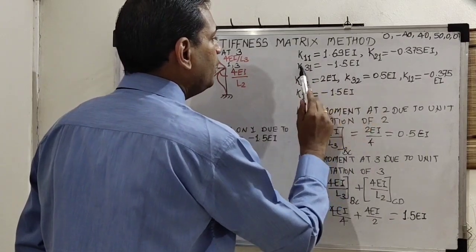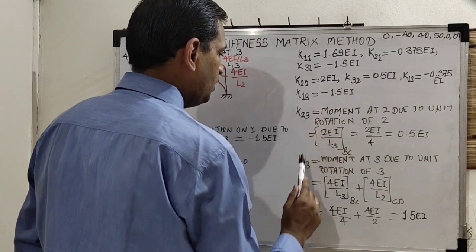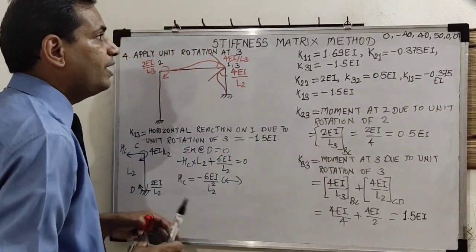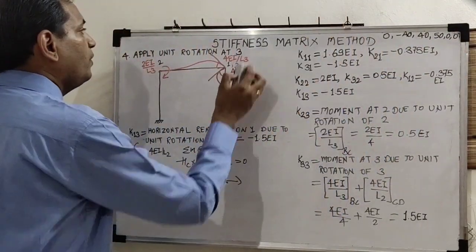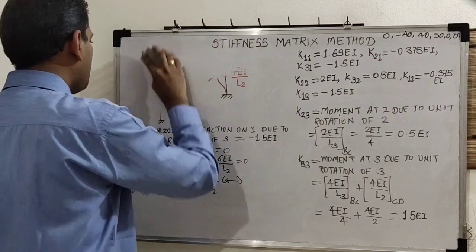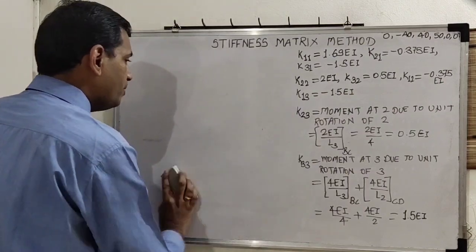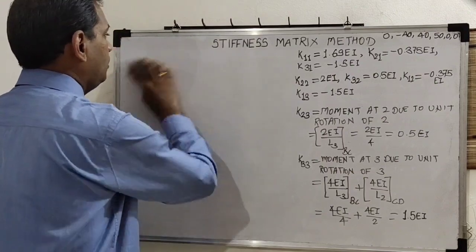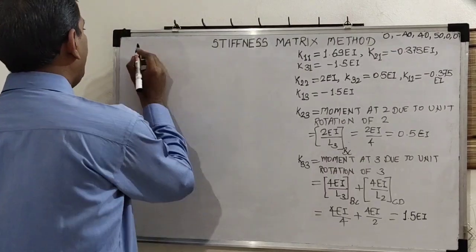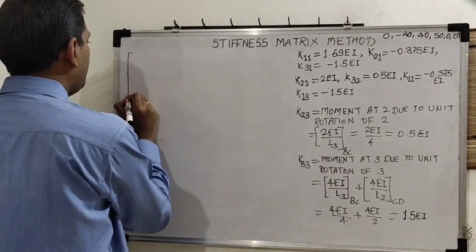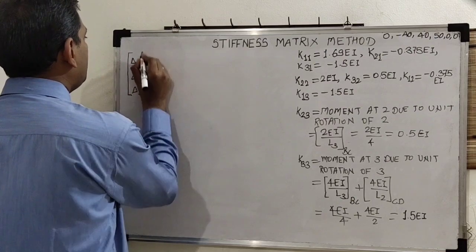So 9 values of the stiffness matrix we have got: 1, 2, 3, 4, 5, 6, 7, 8, 9. So 9 matrix values, 3 PL values, 3 P values, all we have got. Now we will substitute this in the matrix equation, and then we will solve the 3 by 3 matrix. So our 3 unknowns are delta 1, delta 2, delta 3.